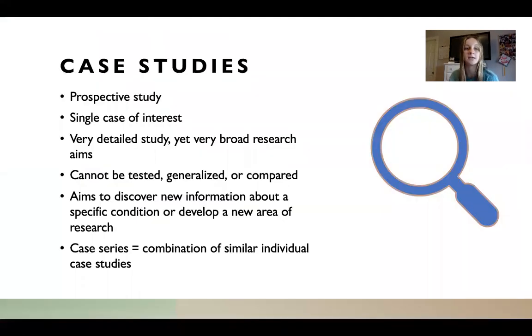The first one is a case study where you're looking at a single case of interest. So this is one single person with a disease or a condition of interest, and you're going to follow them over time. So it is a prospective study. It's going to be very detailed research because it is one specific case. So it cannot be tested with hypothesis testing. It will not be generalized to the population or compared within groups.